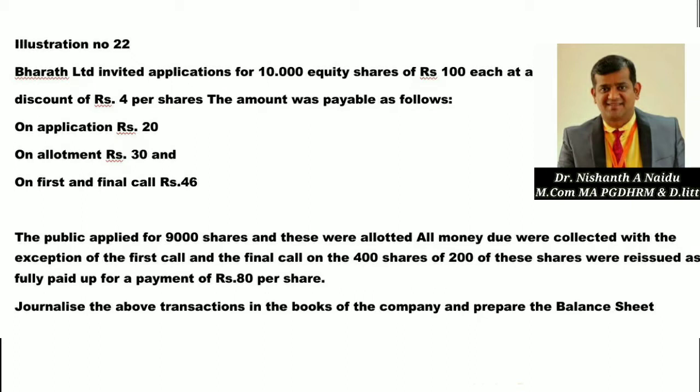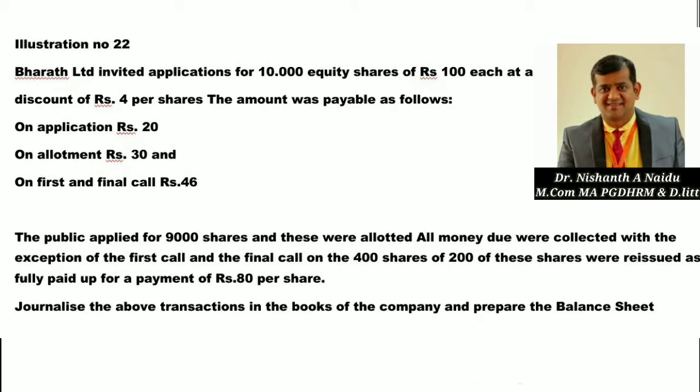The amount payable is as follows: on application 20, on allotment 30, and on first and final call rupees 46. The public applied for 9,000 shares, and these shares were allotted. All money due were collected, with the exception of the first and final call on 400 shares. 200 of these shares were reissued as fully paid up for a payment of rupees 80 per share. Journalize the above transaction in the books of the company and prepare the balance sheet.